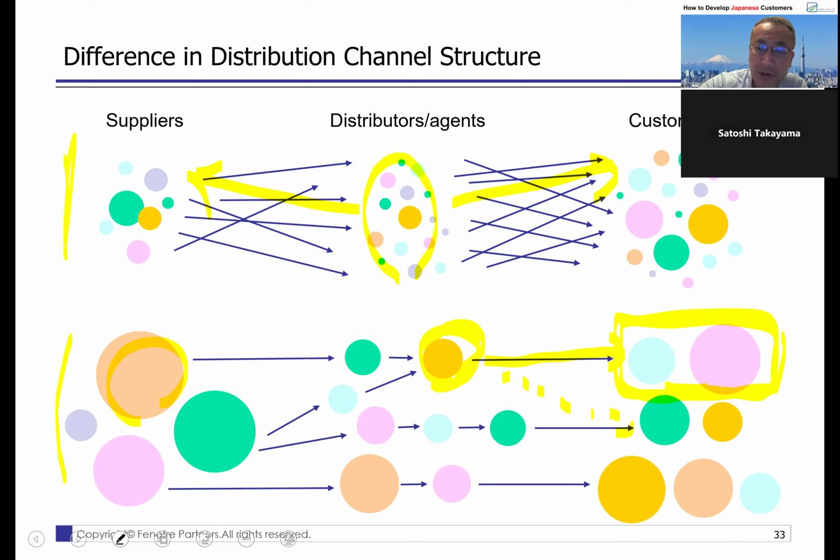So if you'd like to develop these guys, you need to develop another guy. Sometimes you need to have a second layer. It's really complicated. So that's why I often say just having one distributor wouldn't be a solution for you. Of course, it could be a good first step to enter the Japanese market, but your sales sooner or later hit the ceiling. So you need to combine different options.